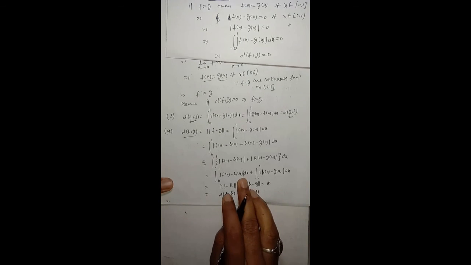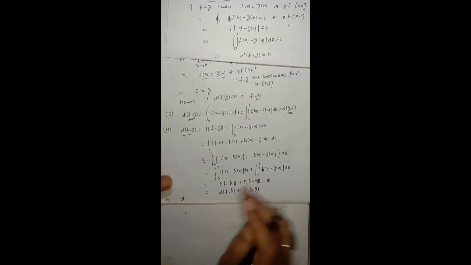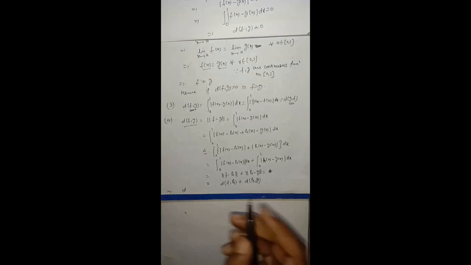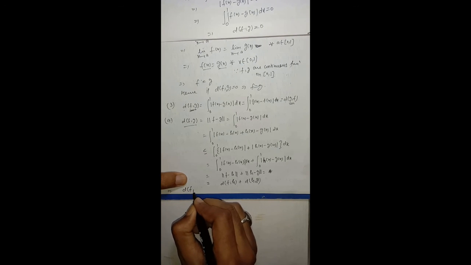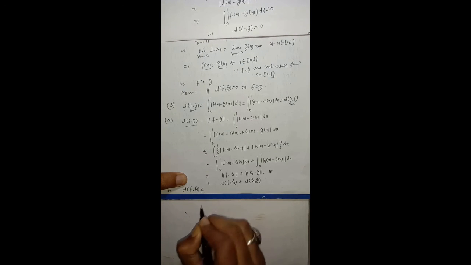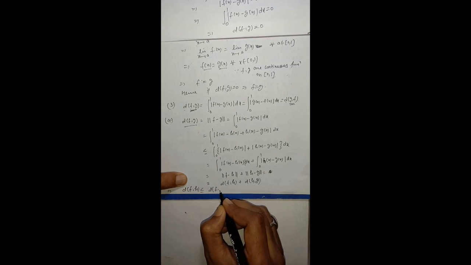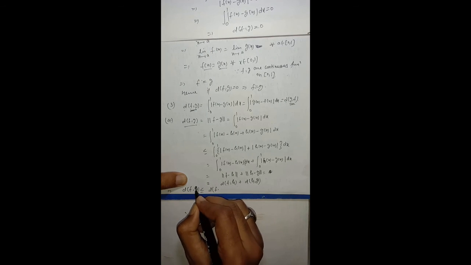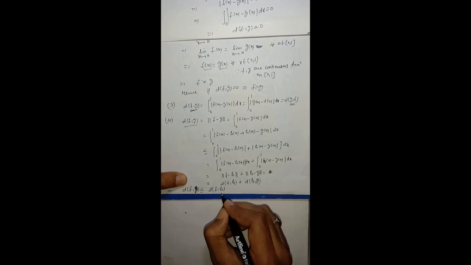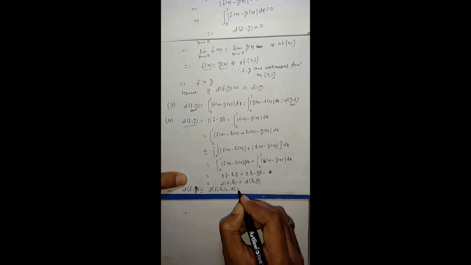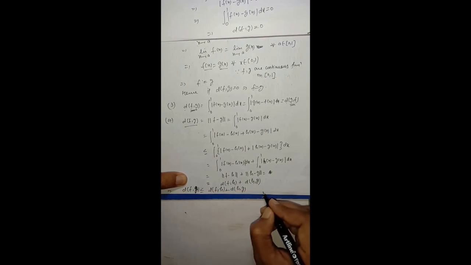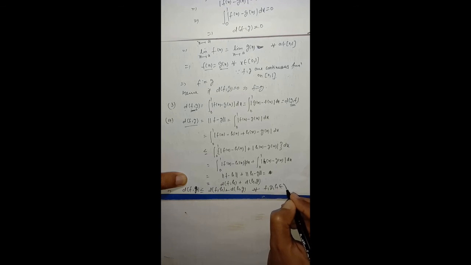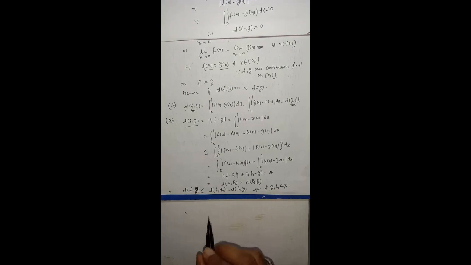This implies d(f, g) is less than or equal to d(f, h) plus d(h, g) for all f, g, h in X. So we can say that d is a metric on X.